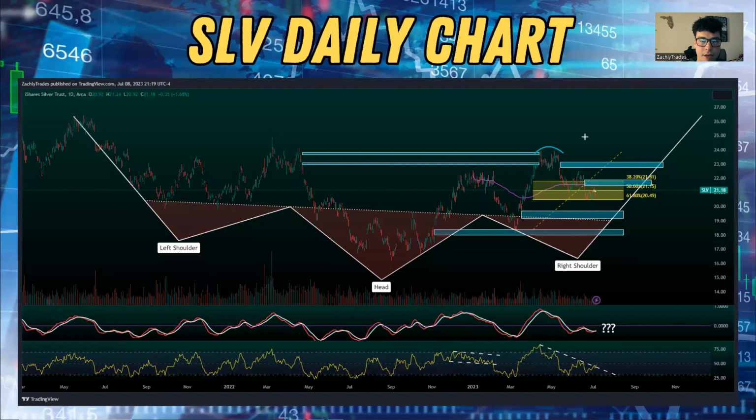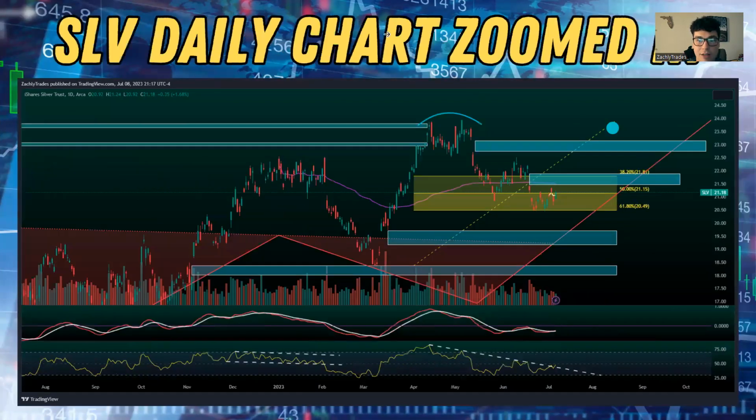If we take a look again, this is our inverse head and shoulders neckline, and if we break through there, we could potentially be heading up towards $25, $26, $27 on SLV. So that'll be a really interesting thing to see how this develops, right? When we zoom in, these things are a little bit more clear. Okay, we can see these gaps up that we have to fill on the chart.